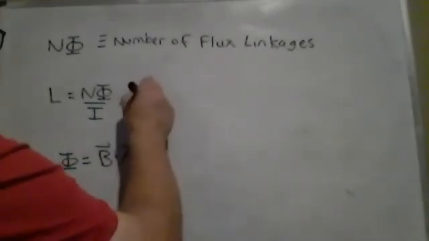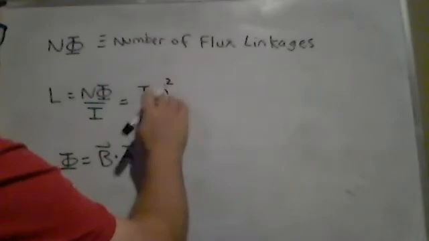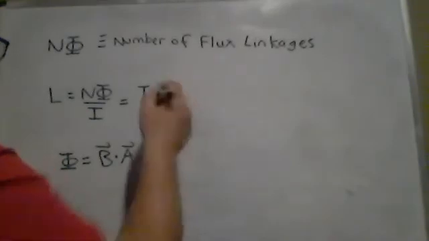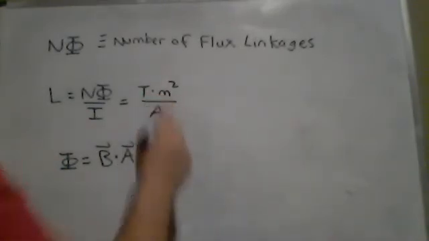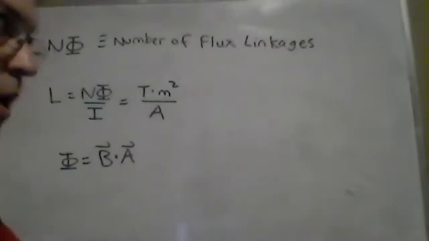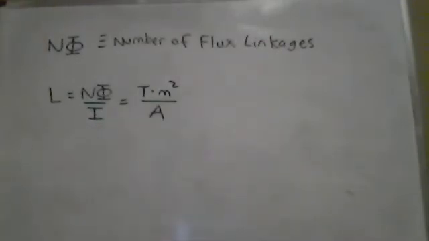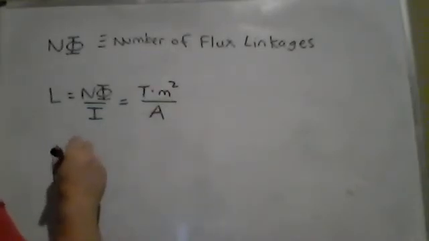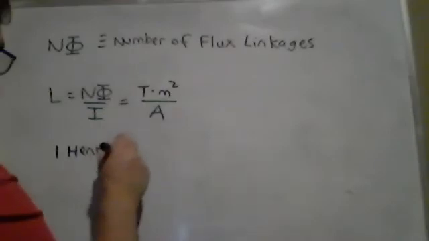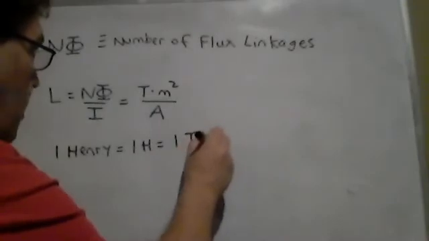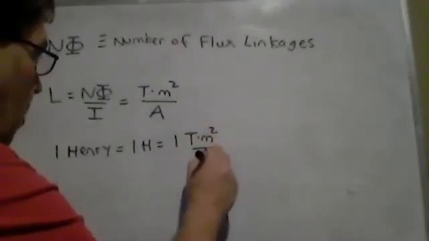On top I have Tesla meters squared, and on the bottom, the unit for current is the ampere. So inductance is officially a Tesla meter squared per ampere. When I see that combination of units, we honor another physicist. We refer to 1 Henry, abbreviated 1 capital H, which is 1 Tesla meter squared per ampere.